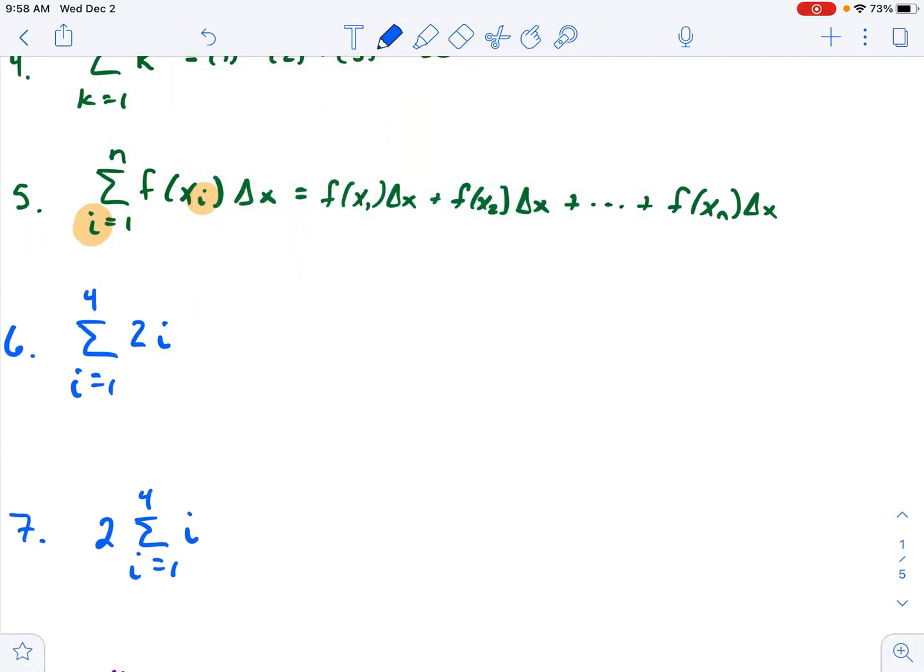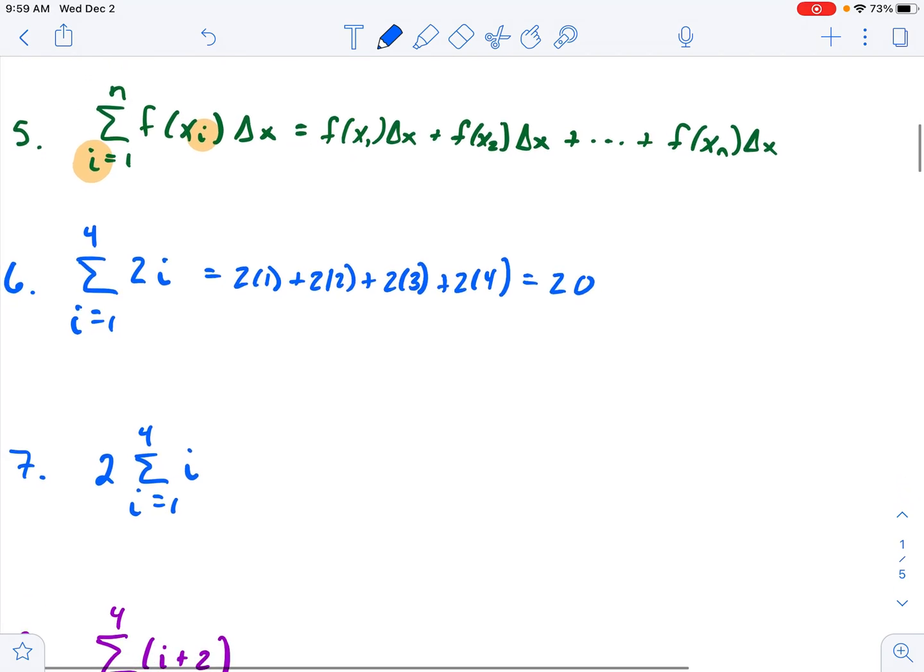Let's go through a couple more, and then we'll go through some rules here. Here's the summation of 2i as i goes from 1 to 4. So I'm going to have 2 times 1 plus 2 times 2 plus 2 times 3 plus 2 times 4. If we add all that up, we are looking at 2 plus 4 plus 6 plus 8, which is 20.